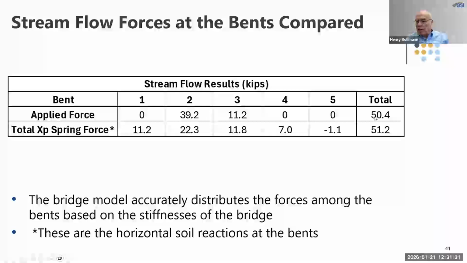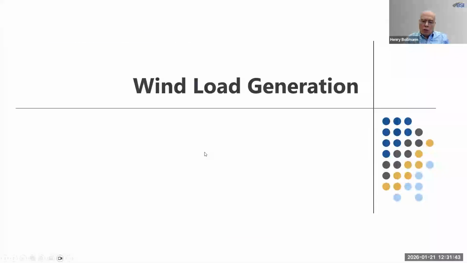These, maybe I need to change the tolerance. I can't remember what I was running it with. They're close enough, but if you weren't happy with that, you could change the tolerance on the convergence and get that a little closer. Wind load generation.